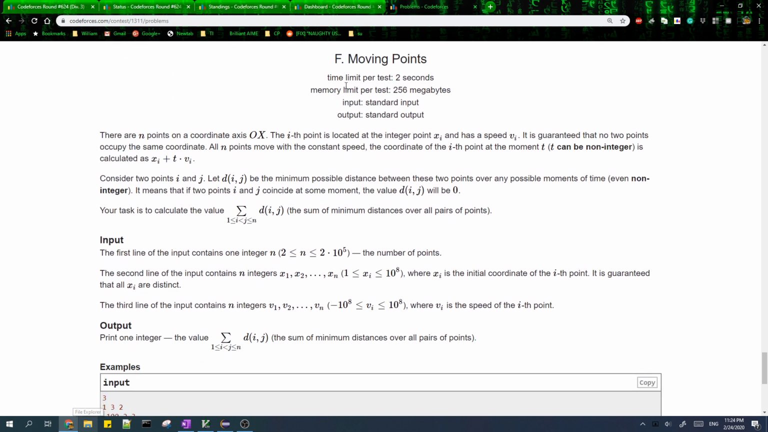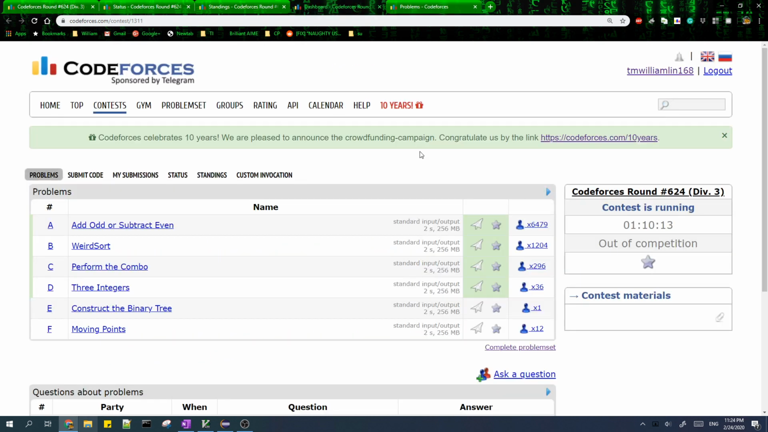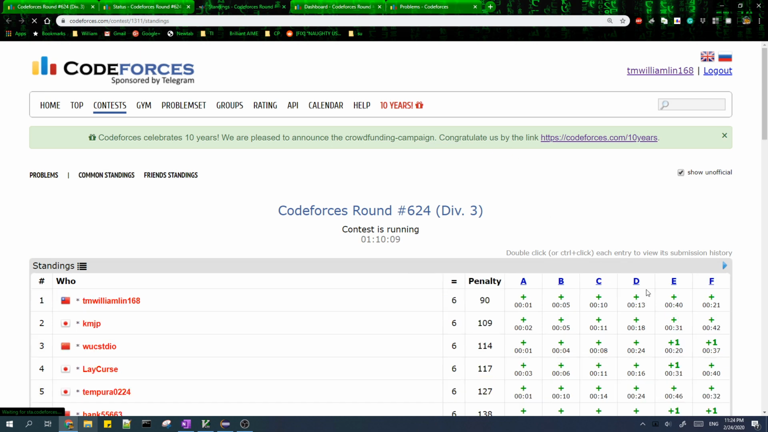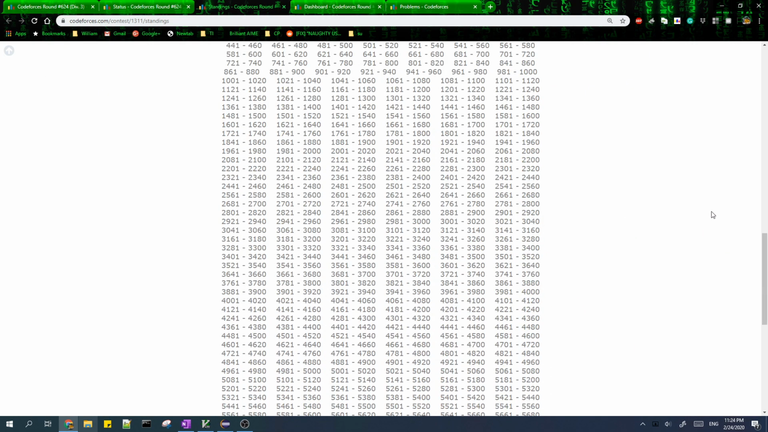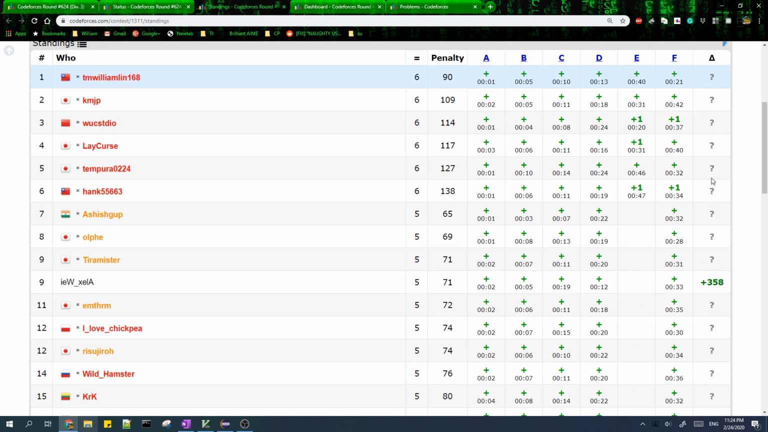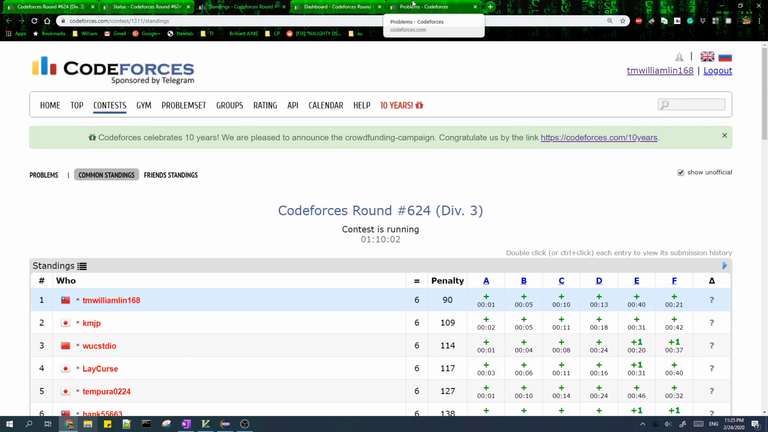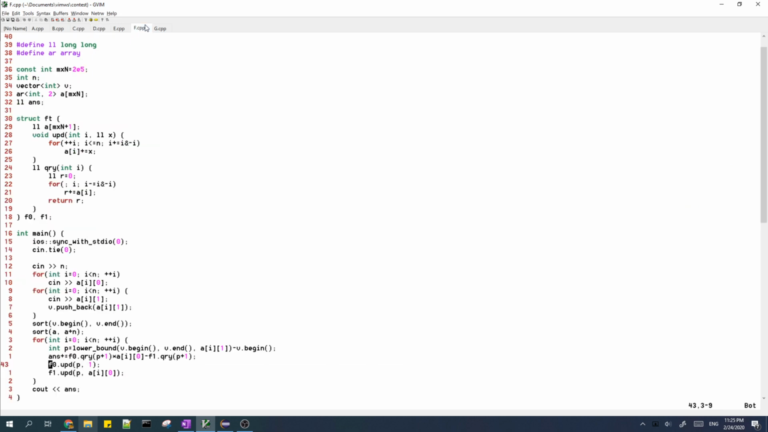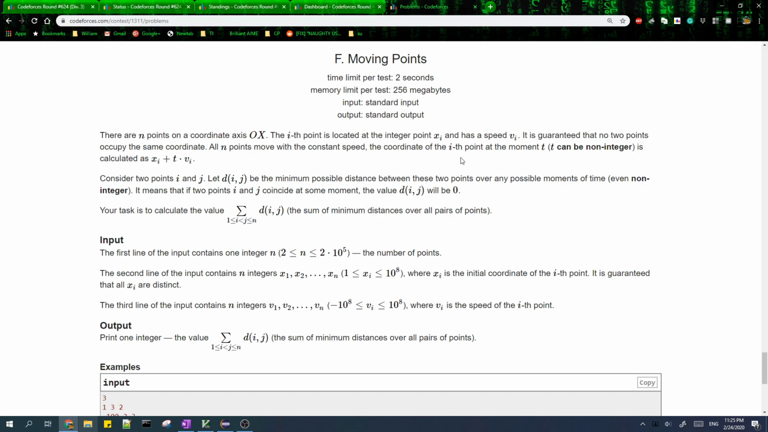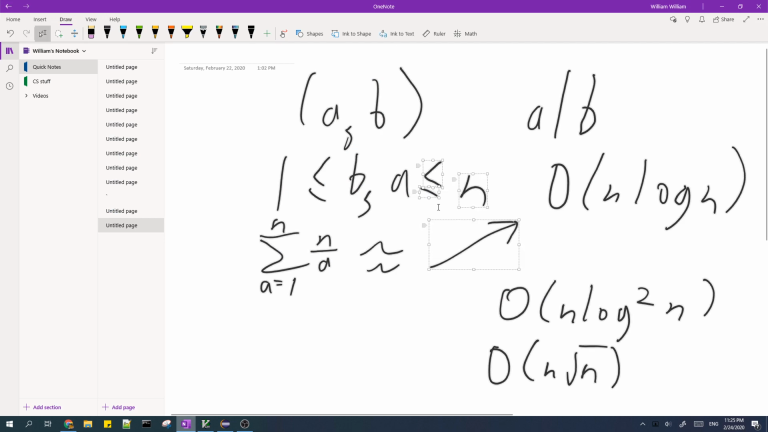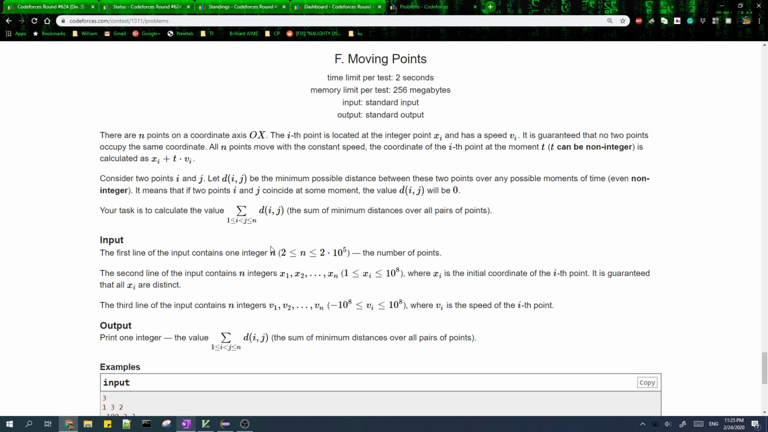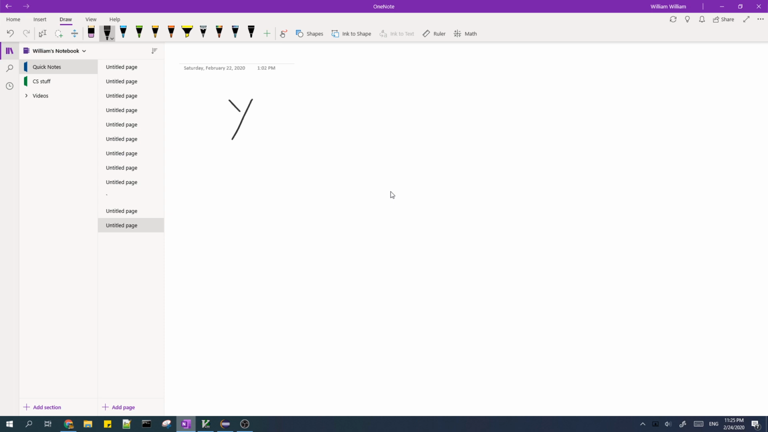Okay, and I'm moving on to F first because, in my opinion, F is definitely easier than E. So for F, basically what we can do is plot each point on the plane. So y of t will be equal to x_i plus t times v_i.